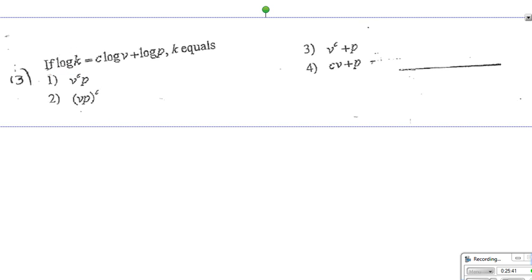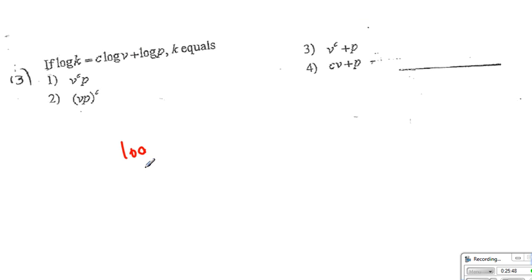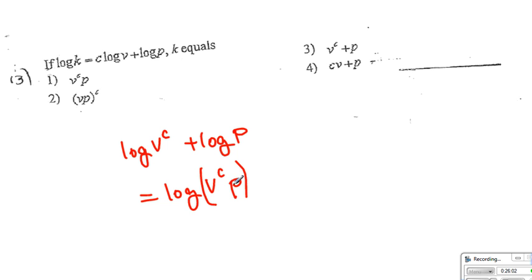Now, here we have, when you combine them here, but once again, c only applies to v, so we end up getting log of v to the c power plus log of p. When you combine them together, we end up getting log of v^c times p. Therefore, k would have been equal to this one, which is choice number 1.